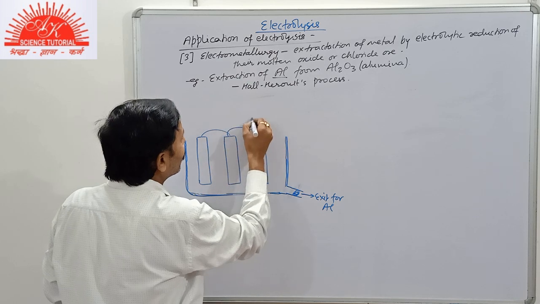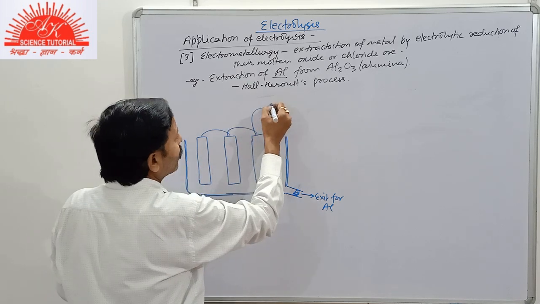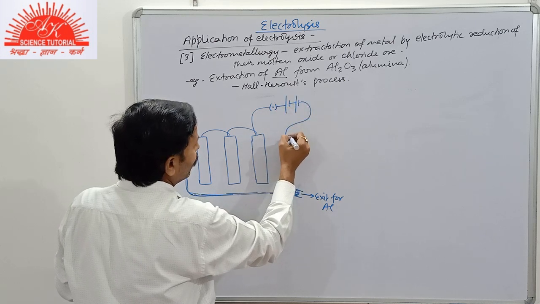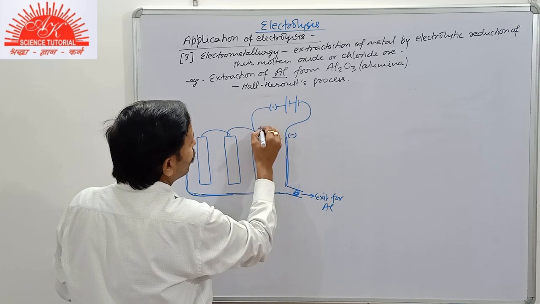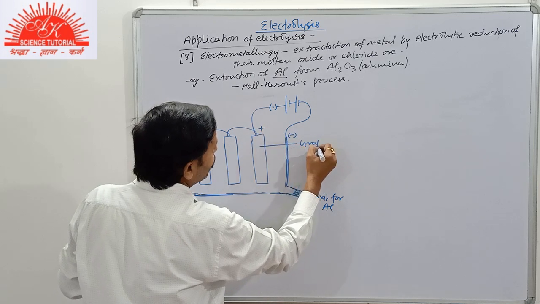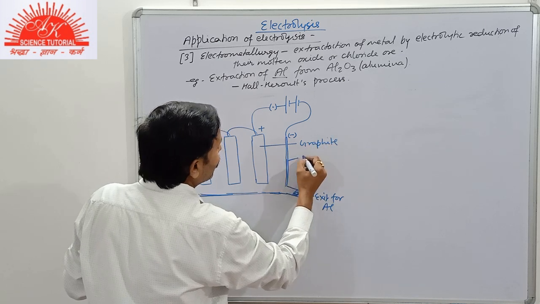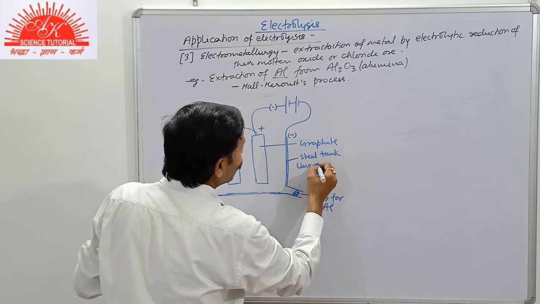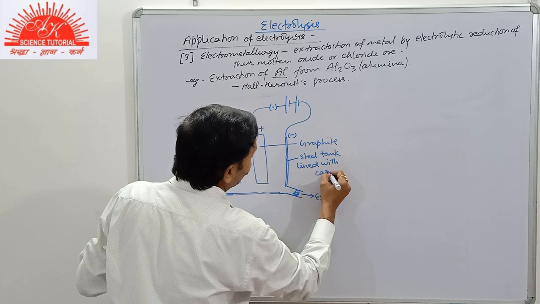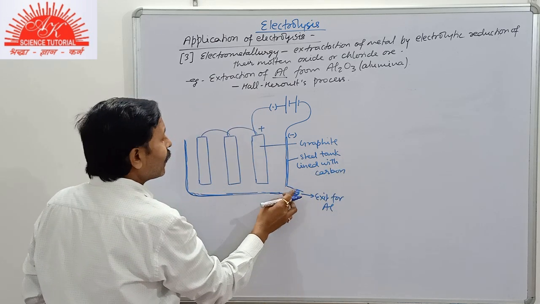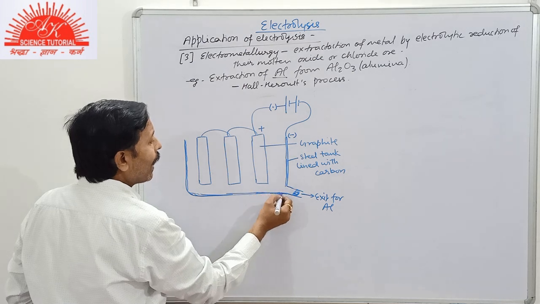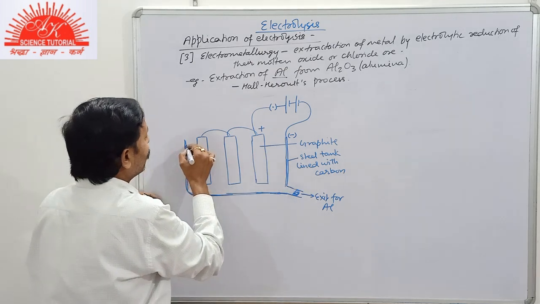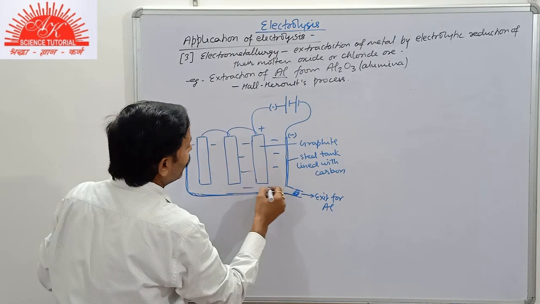Here this will be the anode. It is made up of graphite, and this is a steel tank lined with carbon, which is the cathode. So if it is asked to name the element used as the electrode, cathode and anode, both of them are carbon. Now then we have to use the electrolyte.